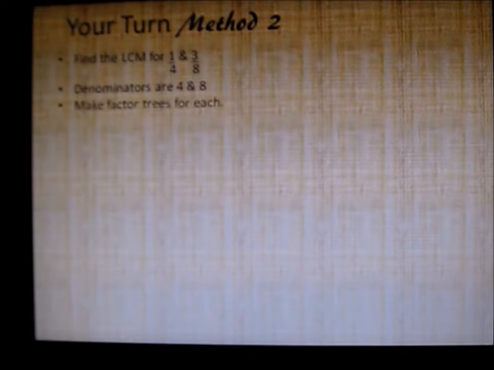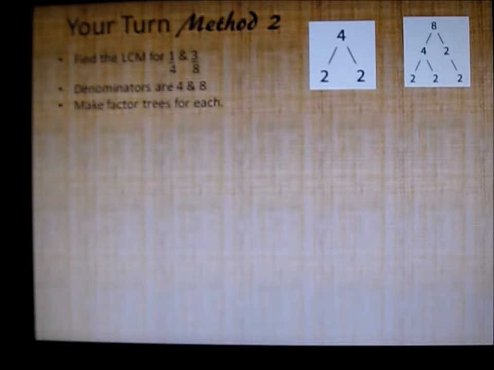Now here's your turn for method 2, prime factorization. Find the least common multiple for 1/4 and 3/8. The denominators are 4 and 8. Make factor trees for each. The factors of 4 are 2 and 2, and the factors of 8 are 4 and 2, which gives us 2 times 2 times 2.